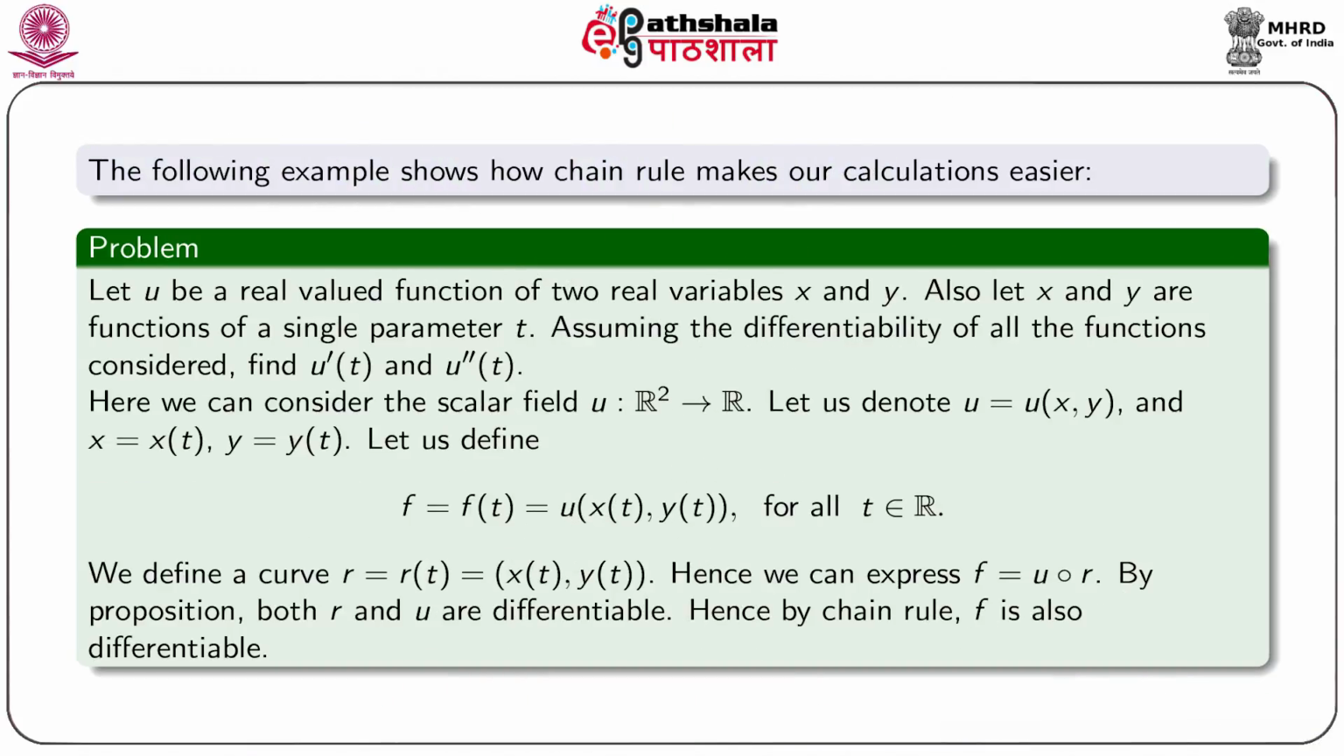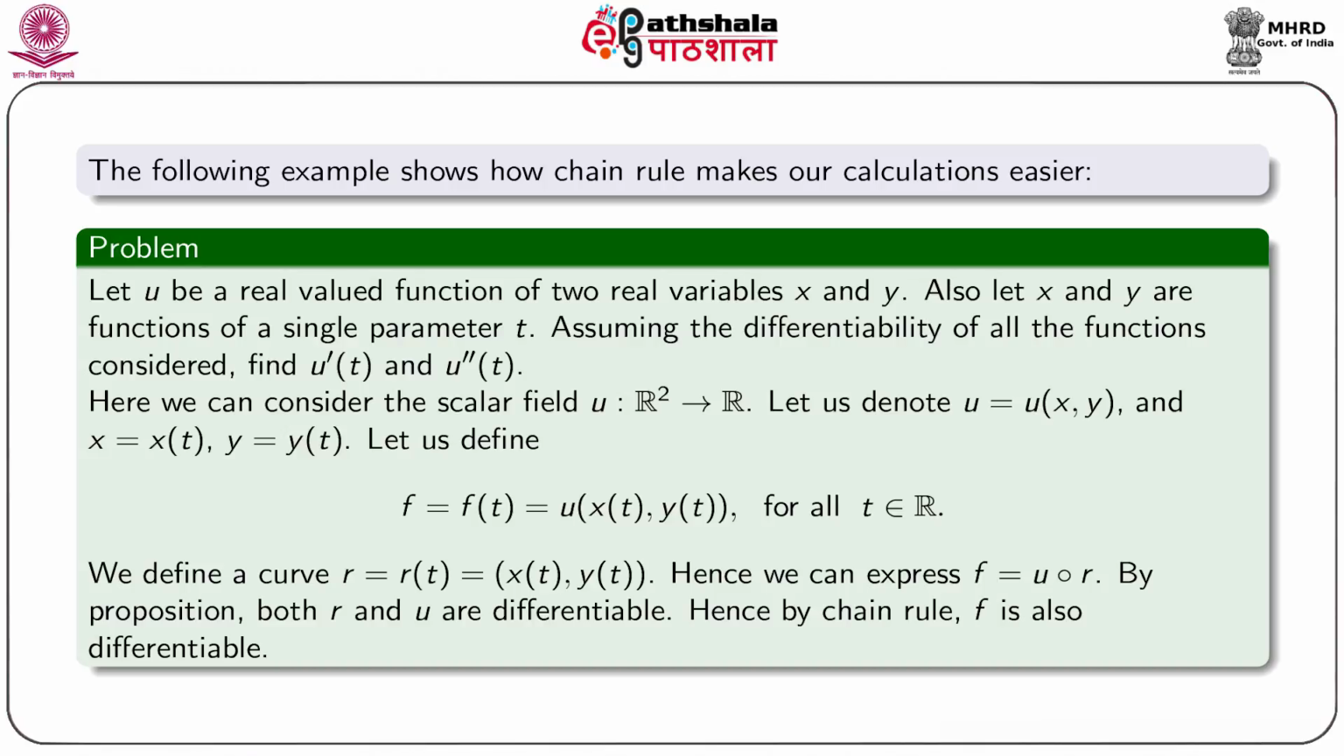We have shown here another example, and this shows how chain rule makes our calculations easier. The problem is the following. Let u be a real valued function of two variables x and y, where x and y are functions of a single parameter t. We assume the differentiability of all the functions. Now, we can consider u as a scalar field from R^2 to R. So, we denote u equal to u(x, y), where x equal to x(t) and y equal to y(t).